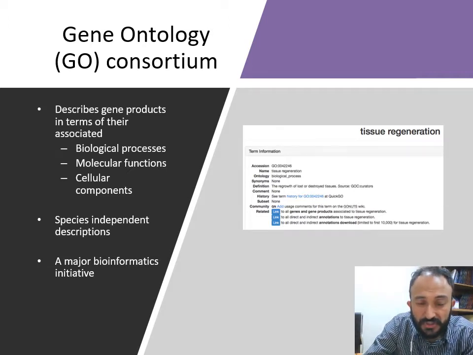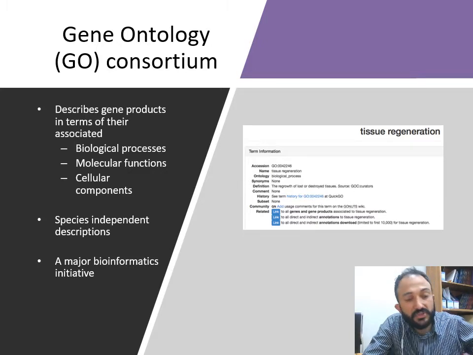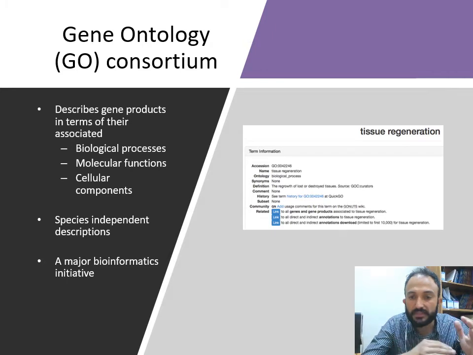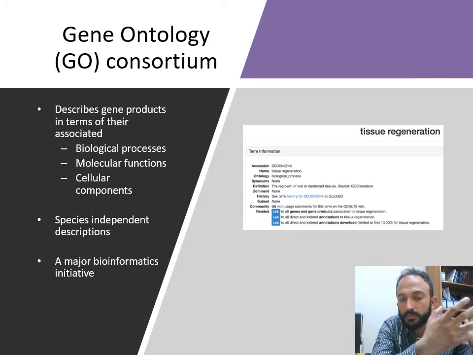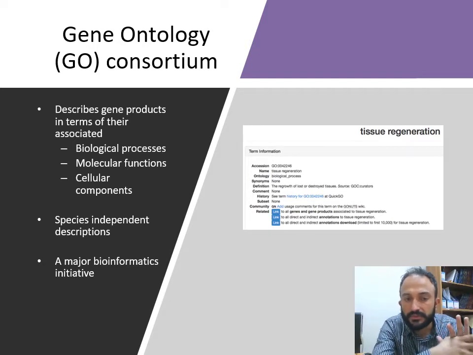So based on these three terms, the gene products or genes are classified in the gene consortium, and they should have a species-independent description. This database does not have any species classification, like this gene belongs to mouse species, or this gene belongs to human species. This is only based on function. For example, here you can see an example of tissue regeneration, right?